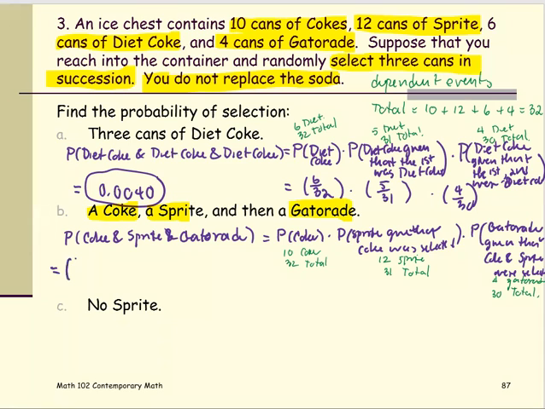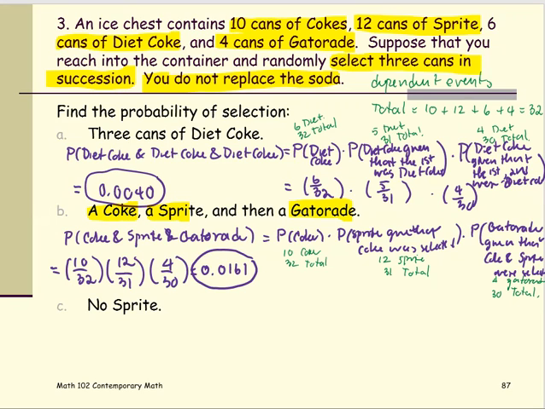Now we're going to put together the product of each probability. The first one is 10 out of 32 and multiply by the second one, which is 12 out of 31, and then multiply by 4 out of 30. Simplify the numbers. We will get the number in decimal form as 0.0161, or about a 1.6% chance to get the first one as Coke, the second one Sprite, and the third one Gatorade.